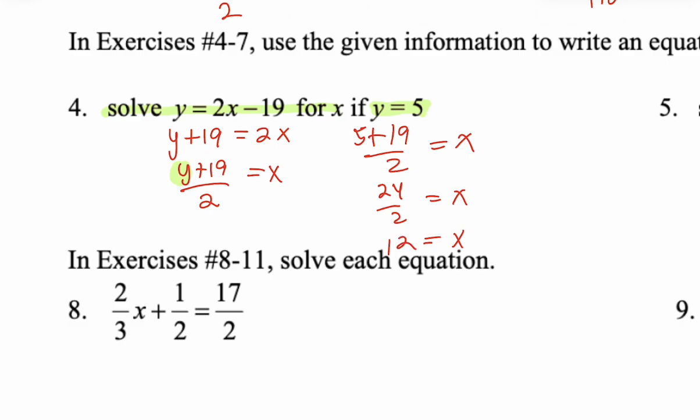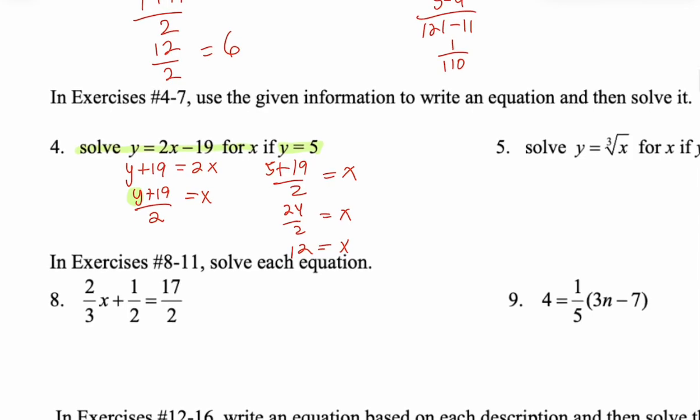Now, you could have technically plugged in a 5 and then solved it. You should get 12. If you don't get 12, take a look at what happened. Why didn't you get 12? But you would get 12. Okay. Everybody good with number 4?